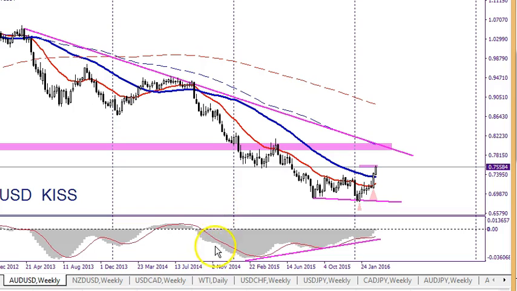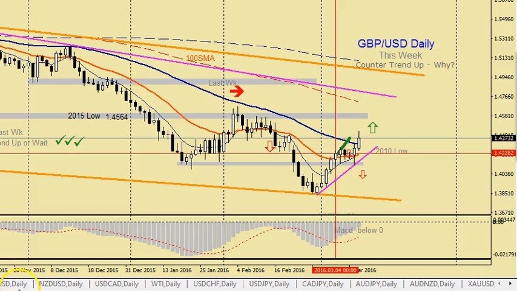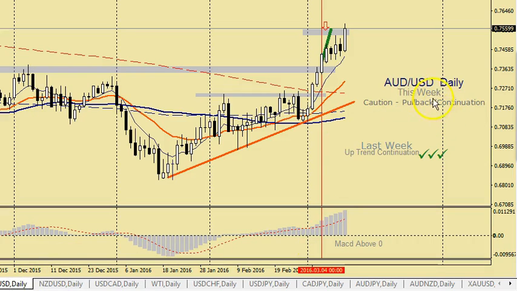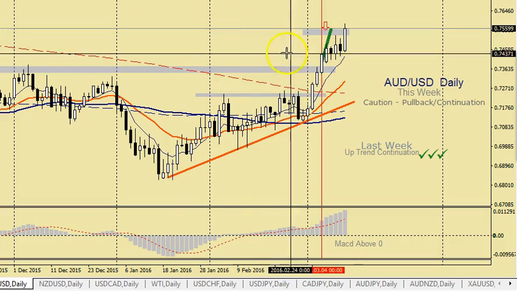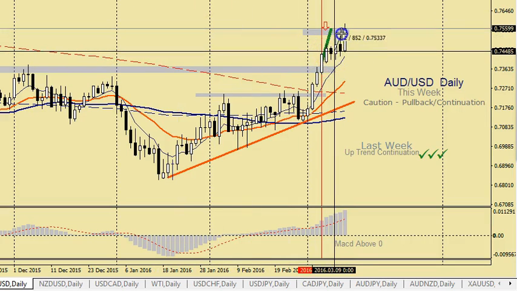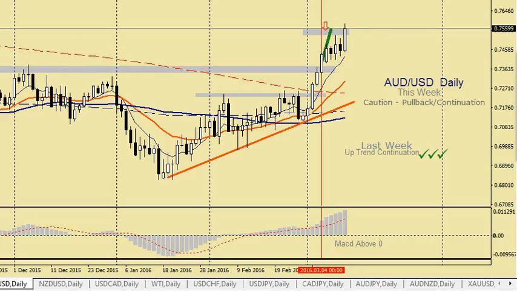So let's switch to the daily chart. Australian USD. Now, last week we were in an uptrend continuation. We would have made some amazing pips because last week I said just take a buy trade. Look at that. We would have made at least, you know, 99 pips, 100 pips.